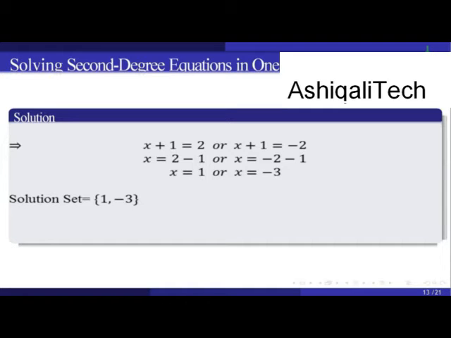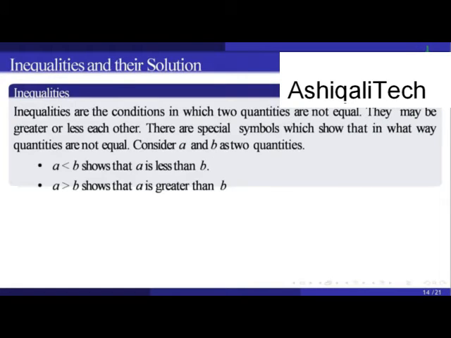Whether we apply the completing square method, the quadratic formula, or the factorization method. Dear students, now we define inequalities. Inequalities are the conditions in which two quantities are not equal. They may be greater or less than each other. There are special symbols which show in what way quantities are not equal.